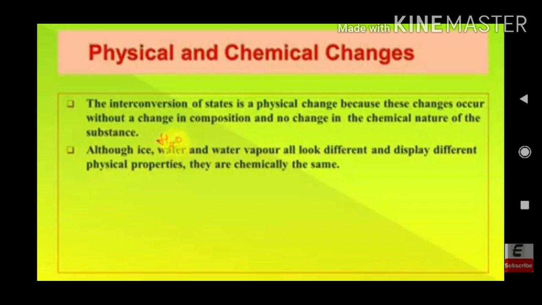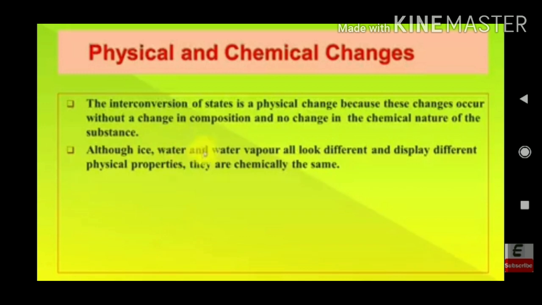In the previous chapter, you have studied the physical properties of matter like rigidity, fluidity, melting point, color, density, boiling point, etc. Is it right, students? Now you are all aware that water on heating changes into water vapor, and on cooling it changes into ice. Is it right, students? Now think about it.